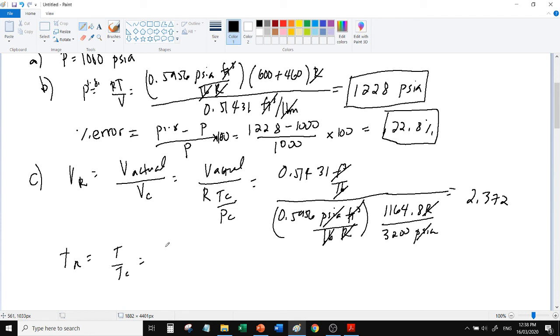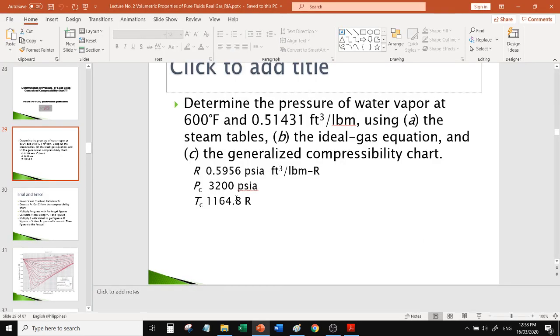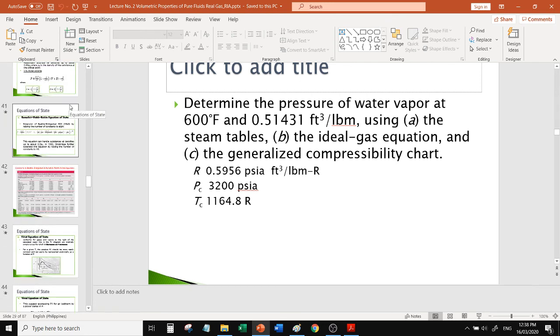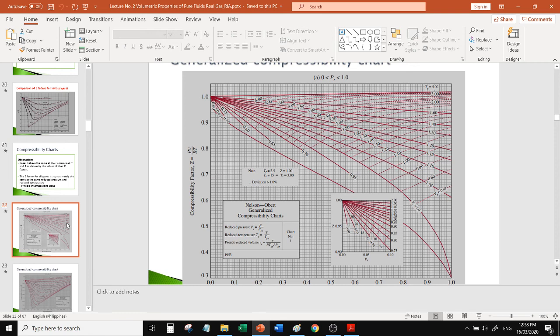And that is the 1060 Rankine, right? 600 plus 460, divided by the given critical temperature, okay, 0.91. Question: can we use the compressibility chart that we used earlier, when we read temperatures and pressures in SI units? Of course, we can, because it's unitless. P_R and T_R don't matter whether your temperature started in English or SI. If it's T_R, P_R already, you can still use it.